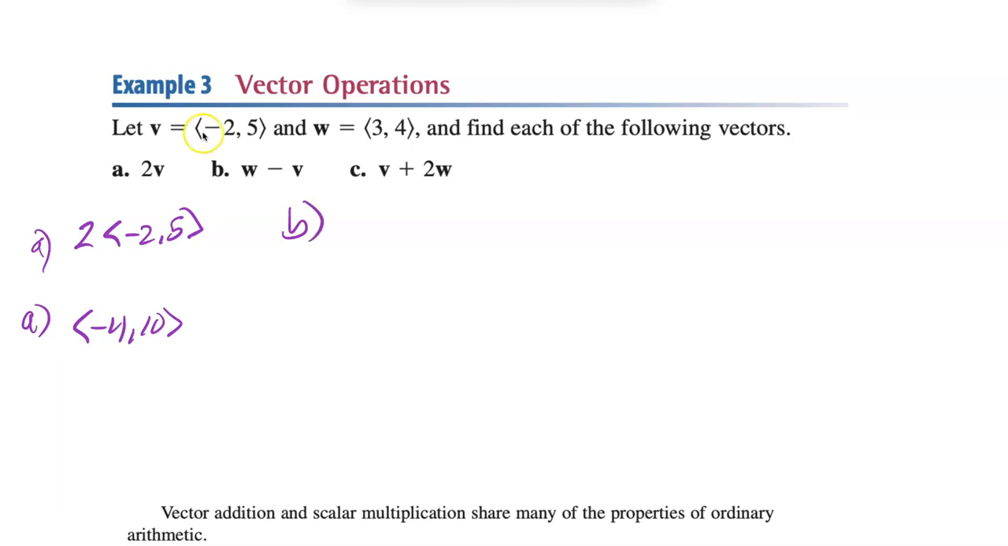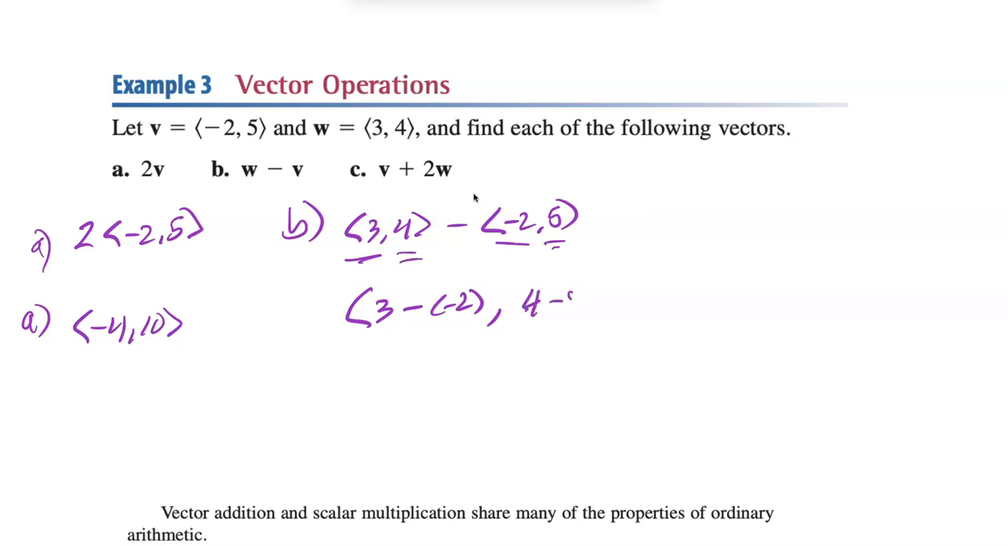B, we have vector subtraction. So we have w, 3, 4, minus v, -2, 5. And then you just subtract corresponding parts. So that's going to be 5, because of the double negatives. 3, I should show the work. It's 3 minus -2. And then it's going to be 4 minus 5. So we get double negatives of +5 and -1.